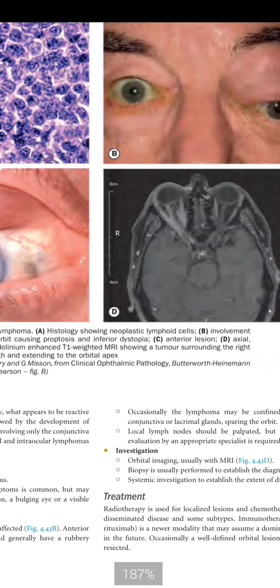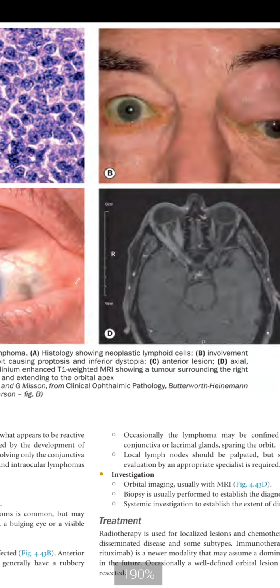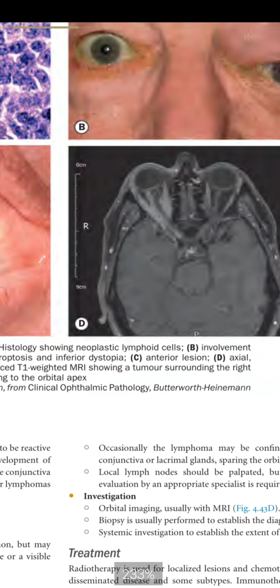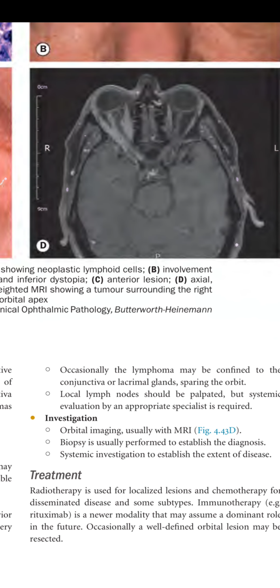So, it is one of the tumors for which you must seek a medical specialist's opinion, or an oncologist's opinion as well. Investigation: orbital imaging, usually with MRI. Biopsy is usually performed to establish the diagnosis, and systemic investigation to establish the extent of the disease. So, biopsy is very important to rule out lymphoma.